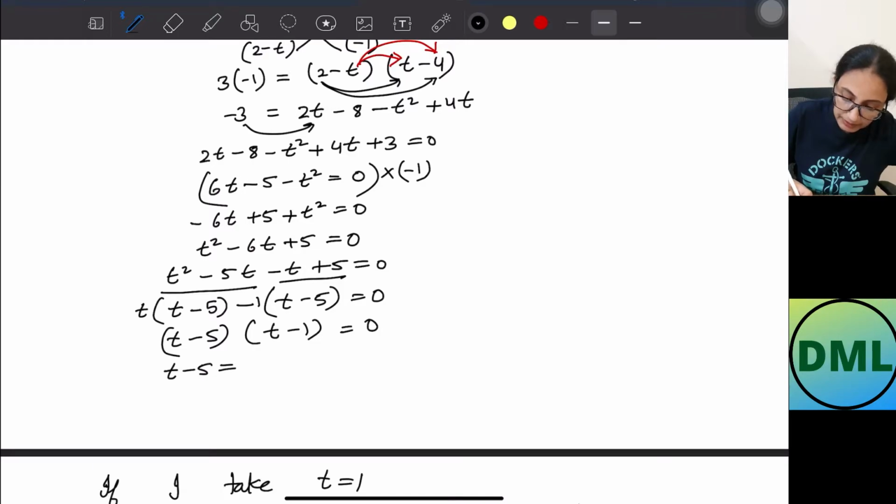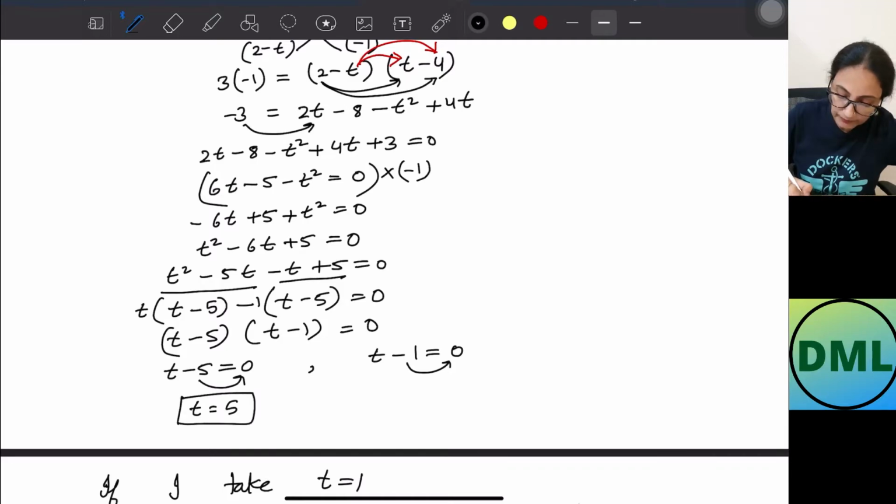So separately, t minus 5 is equal to 0 and t minus 1 is equal to 0. Now move this 5 to the other side, and move this 1 to the other side. So it will be t is equal to 5, t is equal to 1.